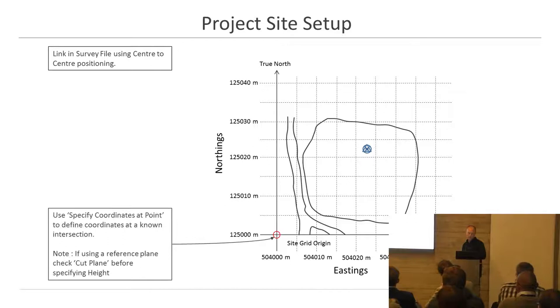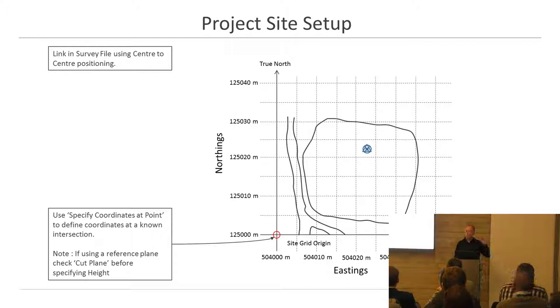Once we've linked that in, what we're going to do is we're going to use the tool which is called Specify Coordinates at Point. Now, Revit has lots of options for rotating Project North relative to True North and lots of other things. You generally don't need any of them, okay? By using this system, you can do it all essentially through site file and using specify coordinates at point, okay? Specifying coordinates at point, you can do your Eastings, Northings, and you can also do elevation, okay?